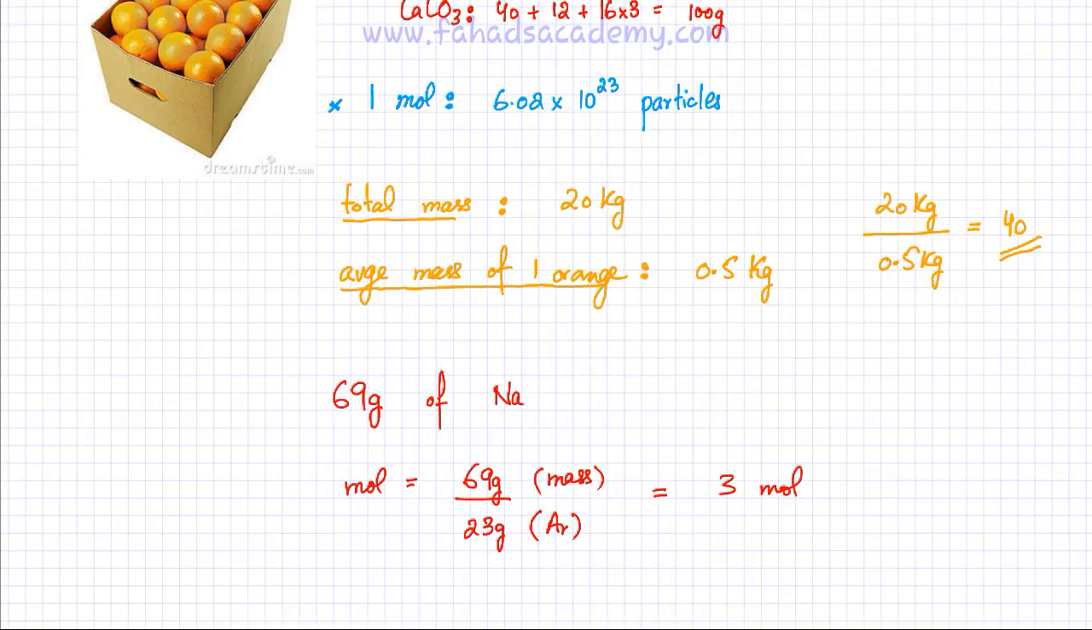So you can very easily avoid counting things and use this shorter method of using only masses. So take the total mass and divide it by the mass of an average atom in that sample, and you would get the total moles of a substance.